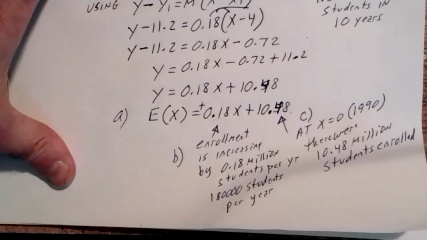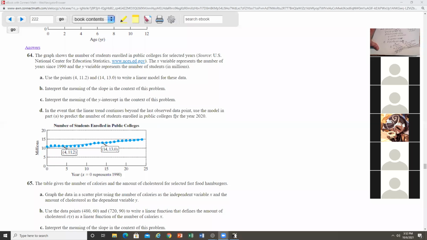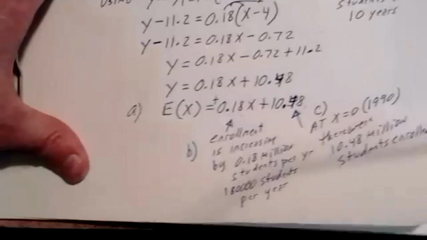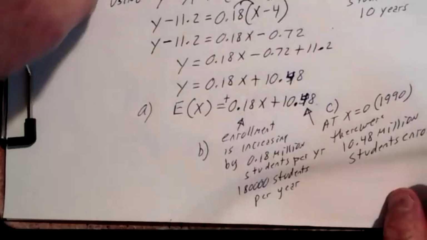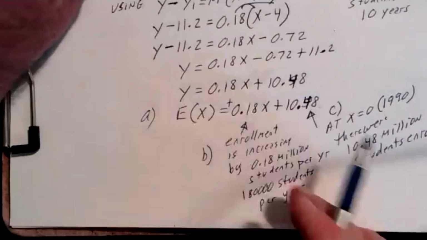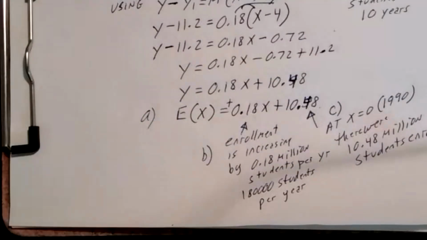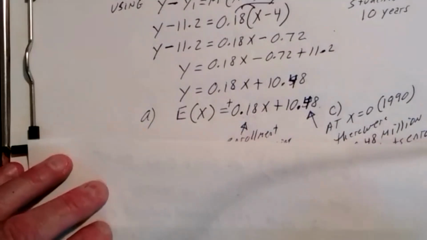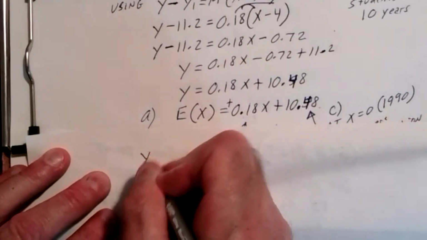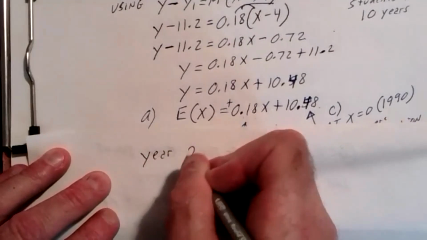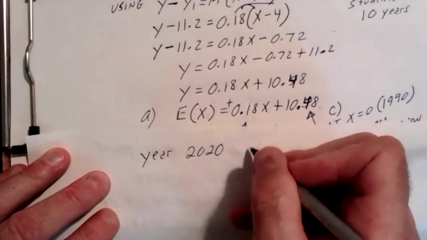Part D, in the event that the linear trend continues beyond the last observed data point, use the model in part A to predict the number of students enrolled in public colleges for the year of 2020. So, ladies and gentlemen, for part D, if I use my enrollment linear function, can I predict how many students will be enrolled in public colleges in the year 2020? What would X have to be for the year 2020?